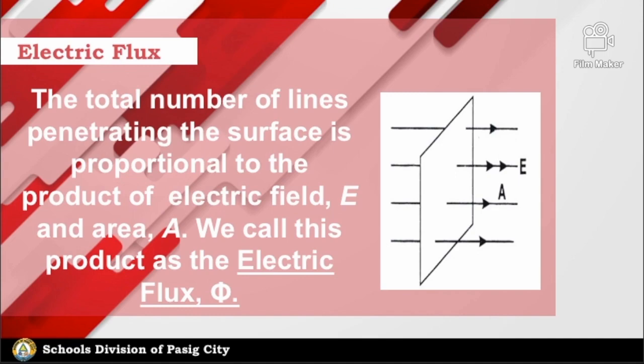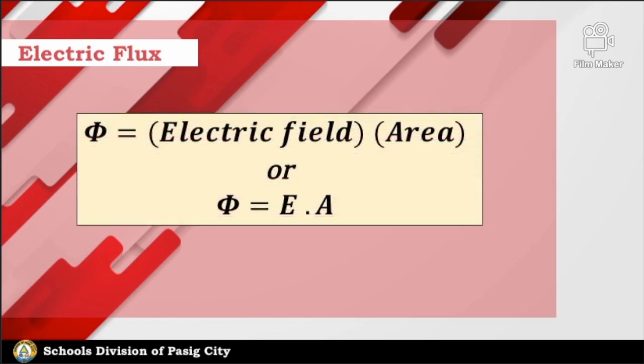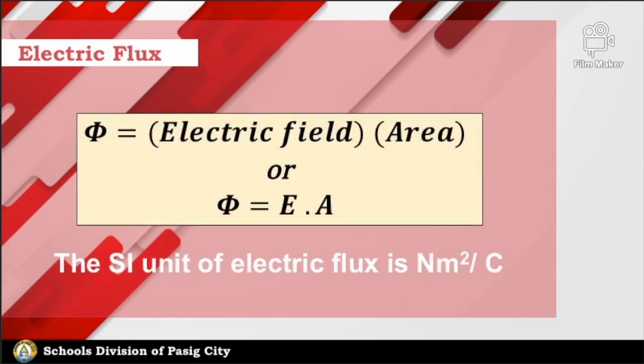We use the Greek letter phi as the symbol for electric flux. Therefore, the equation for electric flux is equal to electric field multiplied by the area. Since electric field has a unit of Newton per coulomb and area has a unit of meter squared, the unit for electric flux is Newton meter squared per coulomb.